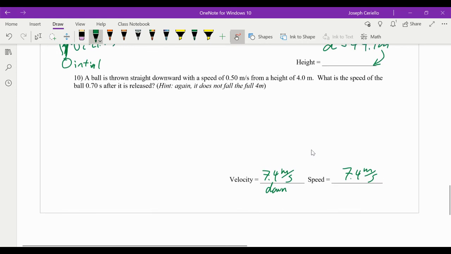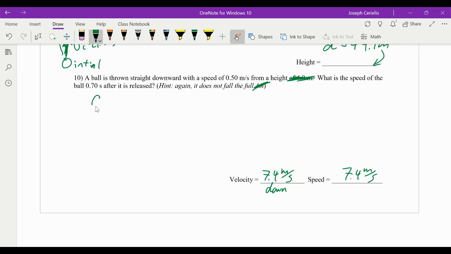Now for the next one here, a ball is thrown straight downward with a speed of 0.5 meters per second from a height of 4 meters. What is the speed of the ball 0.7 seconds after it is thrown? Again, it does not fall the full 4 meters. If it fell the full 4 meters, you could either use the 4 meters or the 0.7 seconds. You can't use both though. So this is actually information you do not want to use. Don't use the 4 meters. It's actually a little confusing.